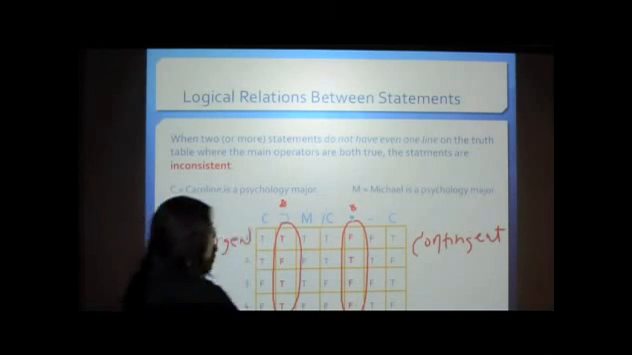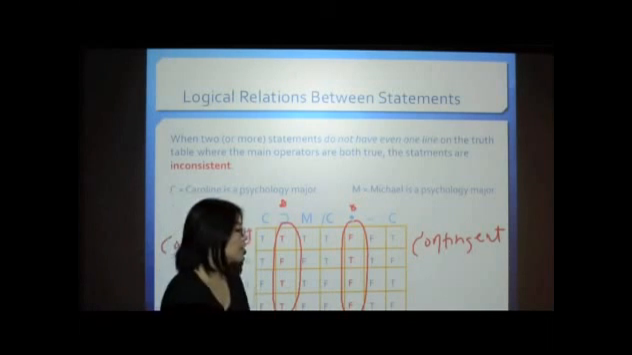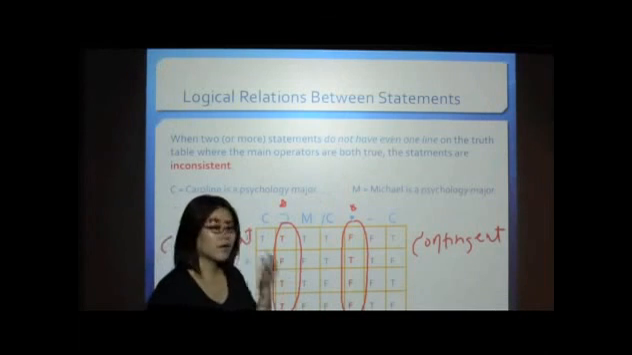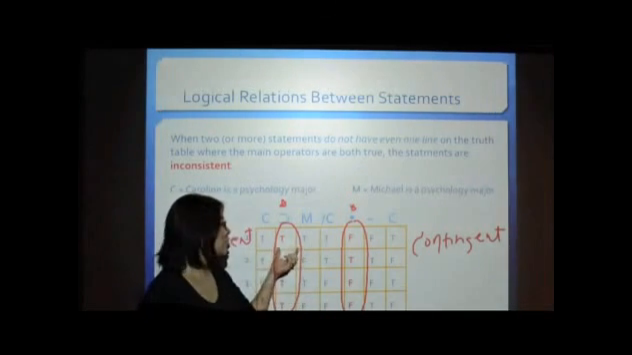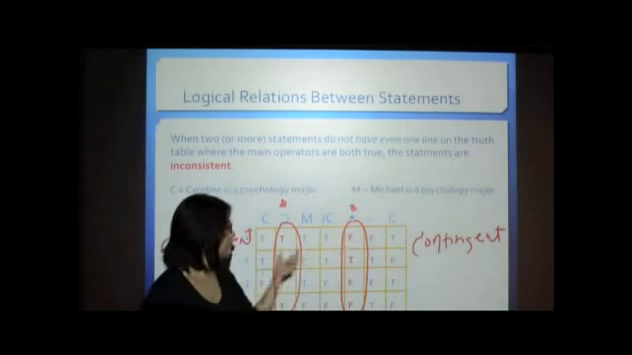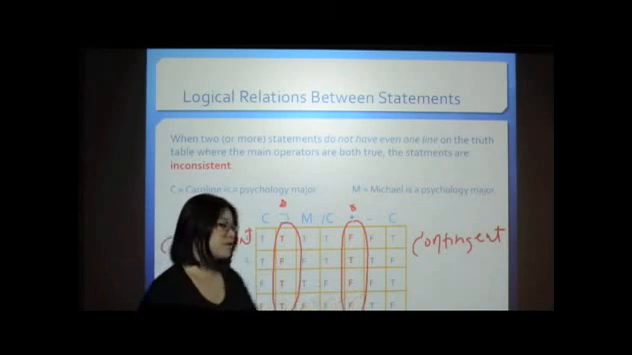Now we can consider the relationship between these statements. Are these statements logically equivalent? The answer is no. It's not the case that where one has a certain truth value, the other one has the same exact truth value. They have different truth values here, and here, and here, and here.